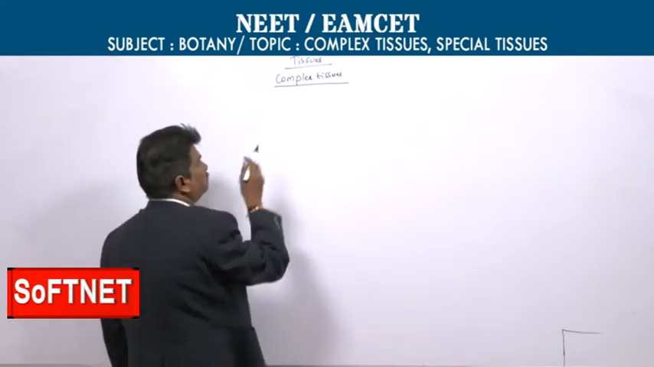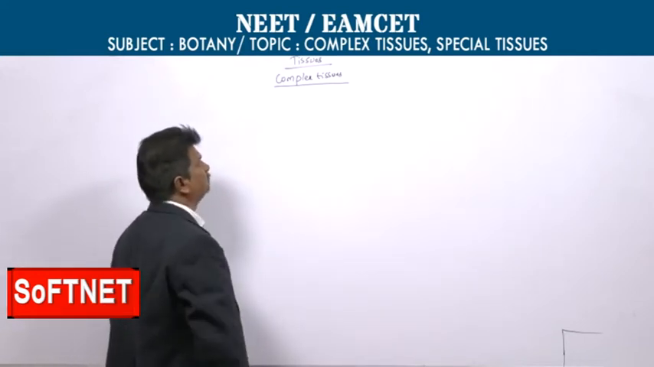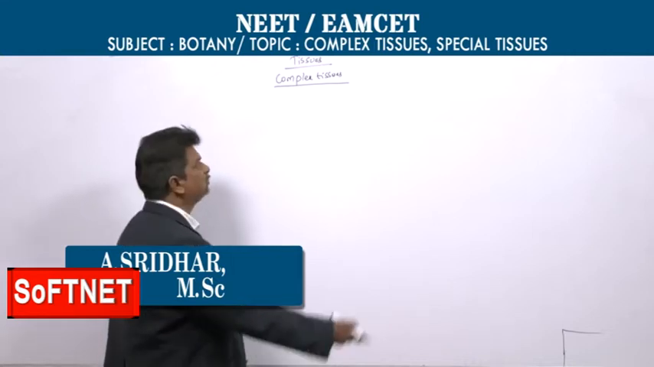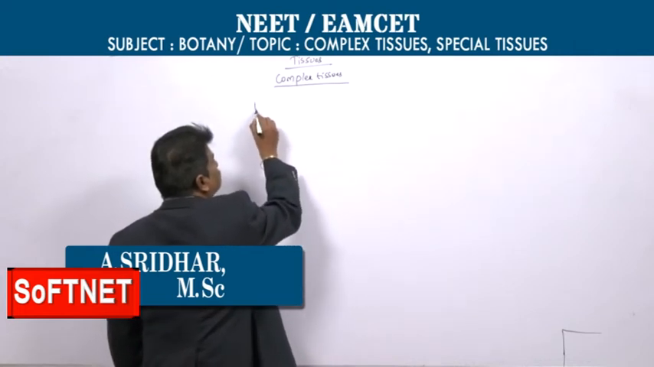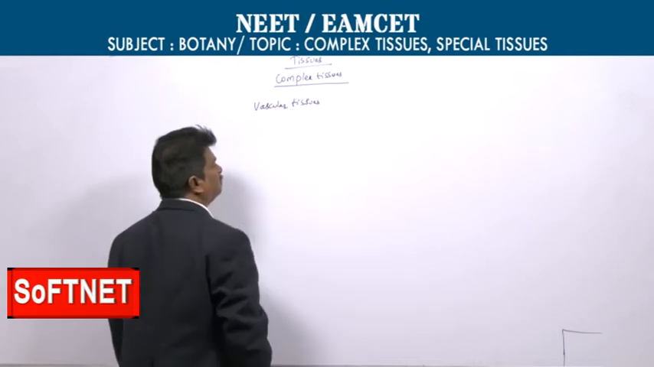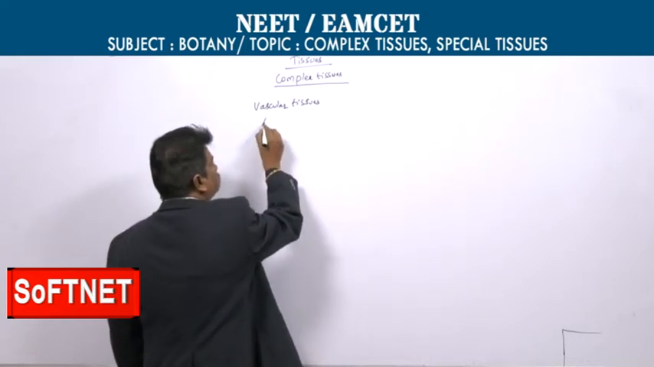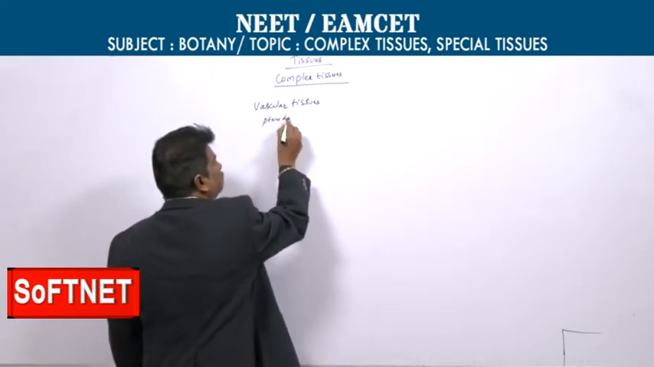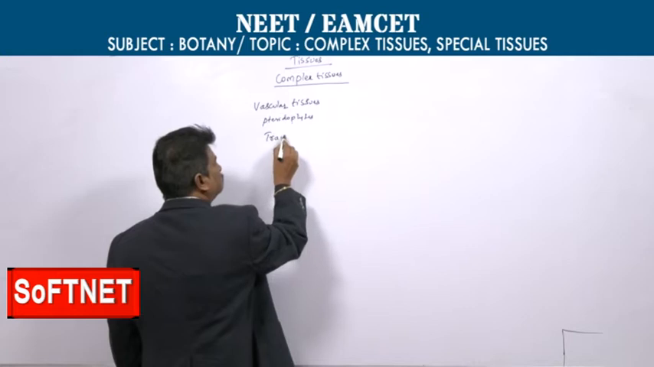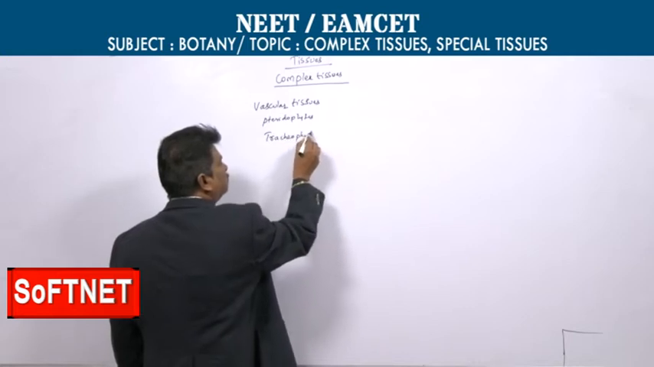So now complex tissues. Complex tissues means tissues formed by different kinds of cells, so they are called complex tissues or heterogeneous tissues. Generally, complex tissues help in conduction, so complex tissues are also called vascular tissues. These vascular tissues first appear in pteridophytes, and plants with vascular tissues are placed under tracheophyta.